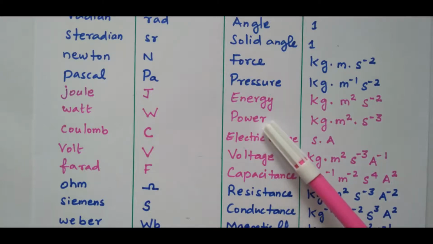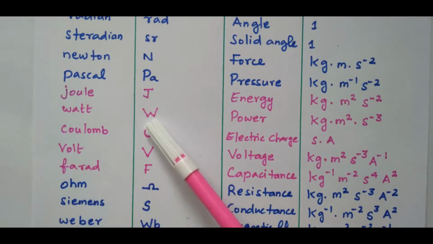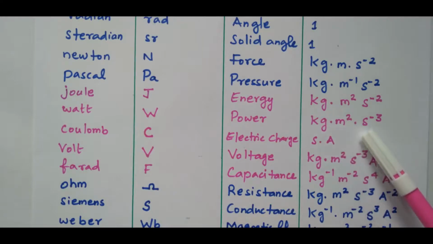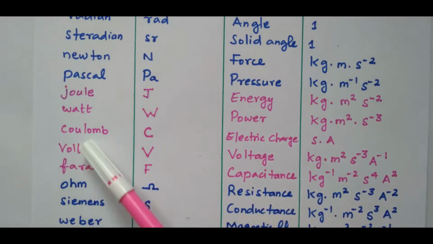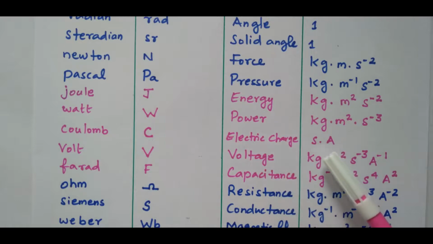Then power. For power, the unit is watt, represented by W. What are the base units? kg dot m square S power minus 3. S power minus 3 for power. Then electric charge, the unit is coulomb. The symbol is C. What is that? S into A, which is the base unit.